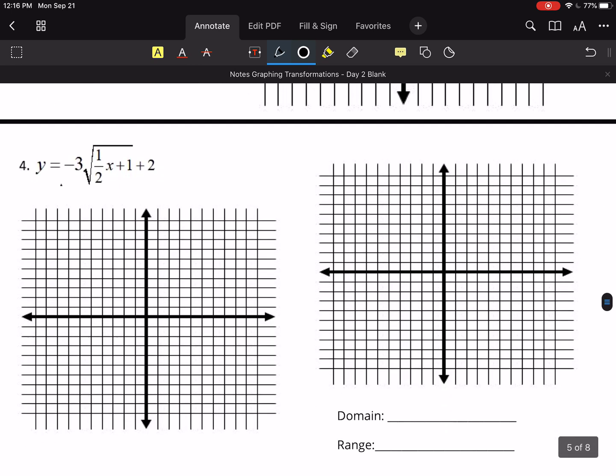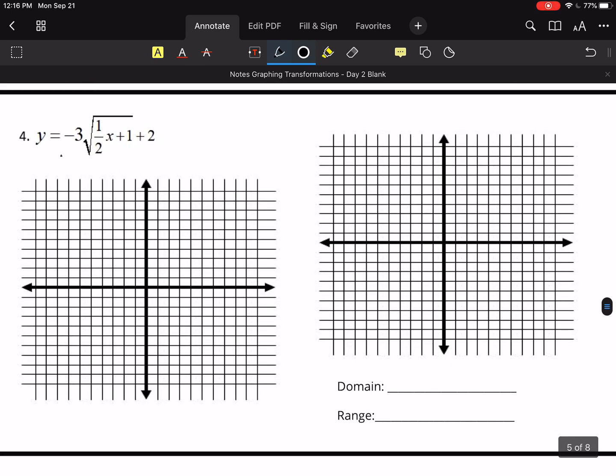Keep going here. All right, so this introduces a little bit of everything. So again, look at your inside. I see that I'm going to have to change the way that looks. So we'll do that first. So I would have y equals -3 square root. I'm going to take the 1/2 out. So I would have x, and then I want to think about what times 1/2 would equal 1, and that would be 2. And then I have plus 2.